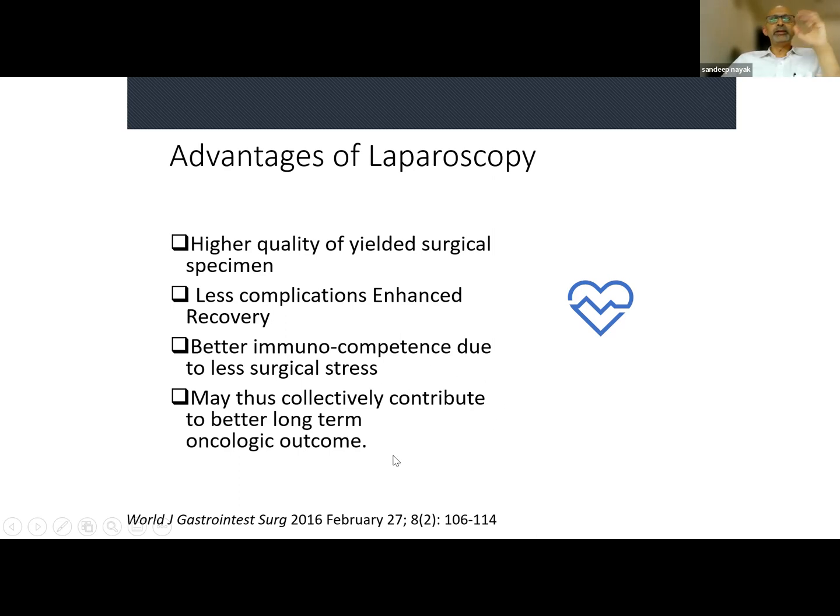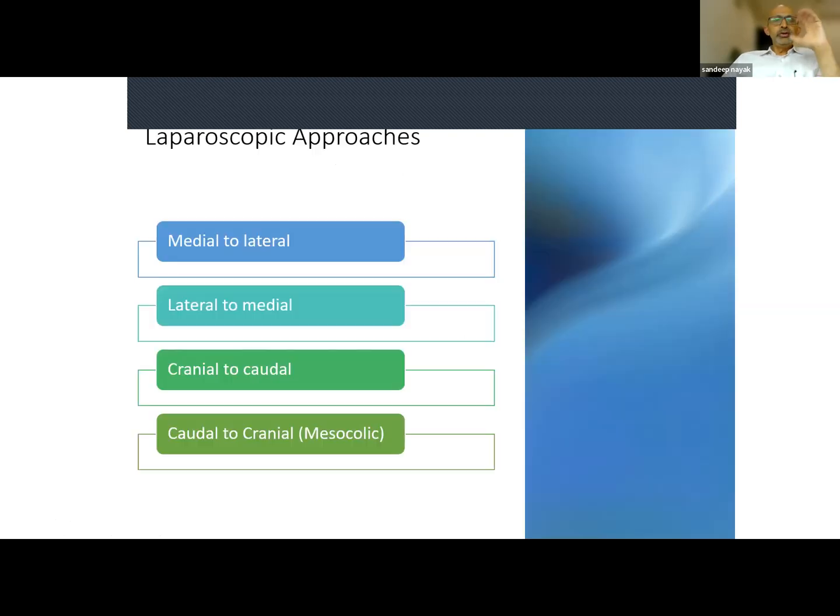Of course, we know that we have multiple studies, the COLOR trial and others. So better immunocompetence due to less surgical stress may collectively contribute to better long-term survival, is what this particular study says. Now, how do we do this laparoscopically?